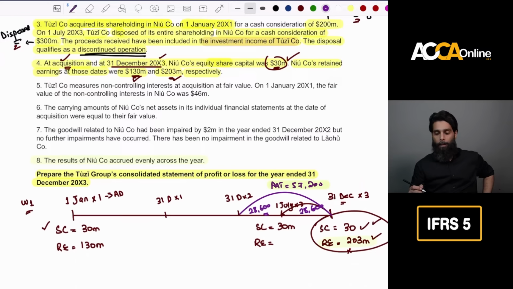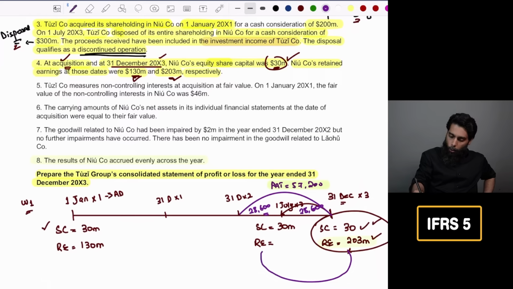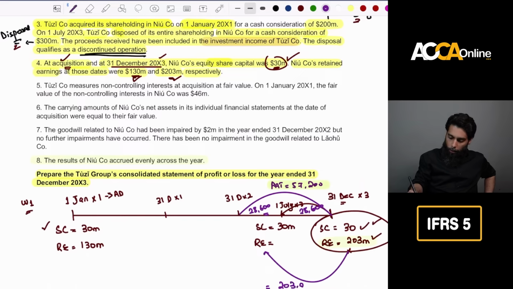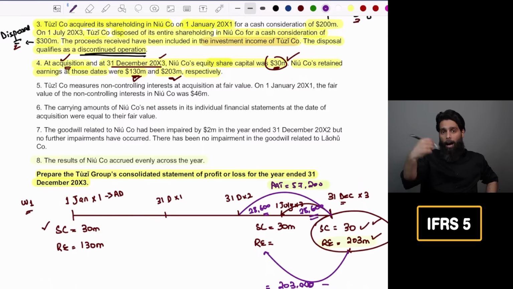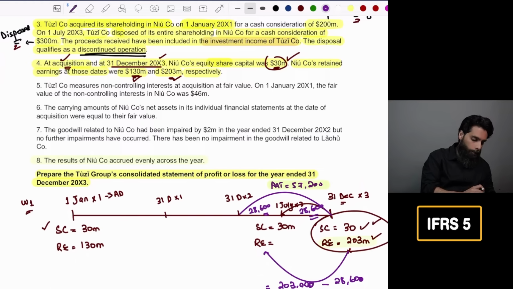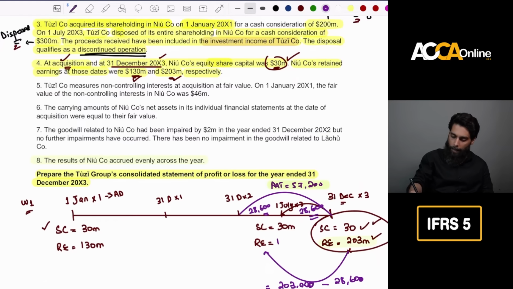So technically, if you work back retained earnings 6 months, it can be calculated as 203,000, which is 203 million, minus the 6 months earnings that they would have earned after the disposal, which is 28,600. So technically speaking, the retained earnings at this date would have been 174,400.